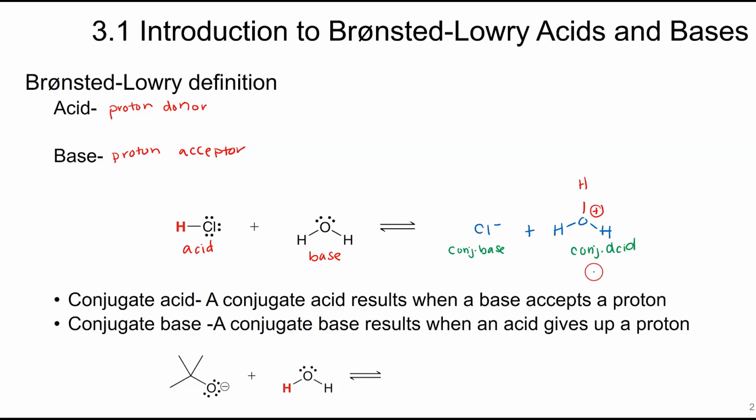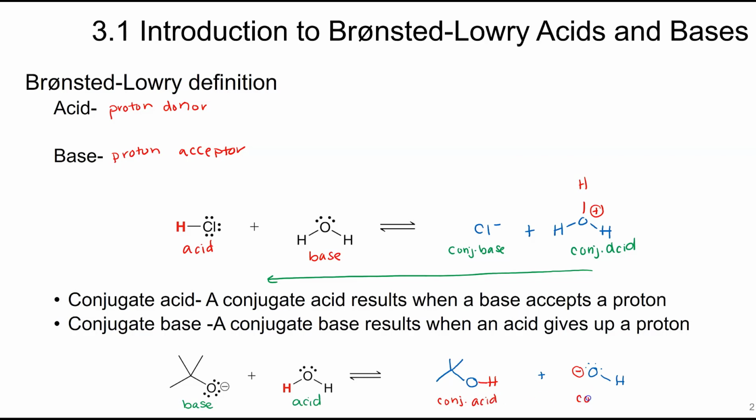So if you were driving the equilibrium backwards, this is the acid because it's going to donate the proton to the Cl, and this is the base. If we look at the product here, this is the base. This is the acid. That proton is going to get donated. So we get an H here, and then this O becomes an OH minus. So this would be the conjugate acid. This is the conjugate base.